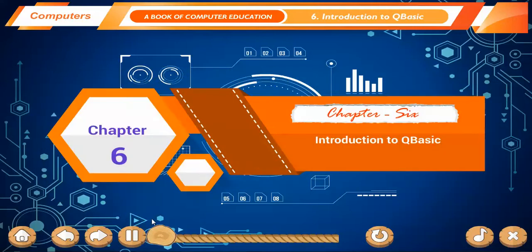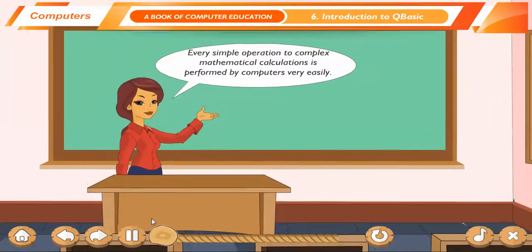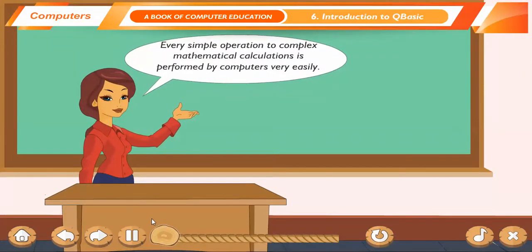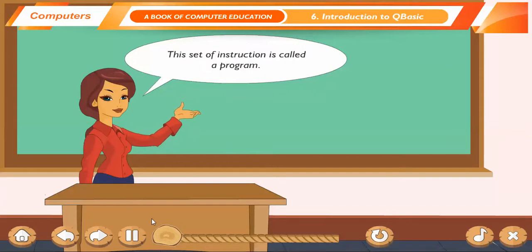Chapter 6: Introduction to QBasic. Every simple operation to complex mathematical calculation is performed by computers very easily. It happens only because a computer follows a set of predefined instructions. This set of instructions is called a program.